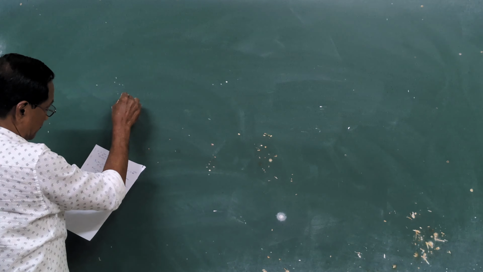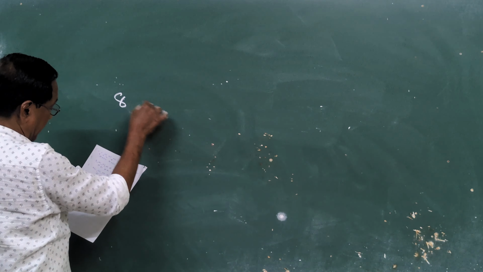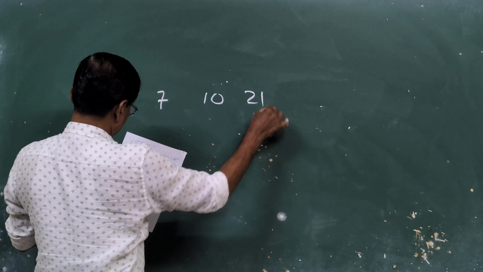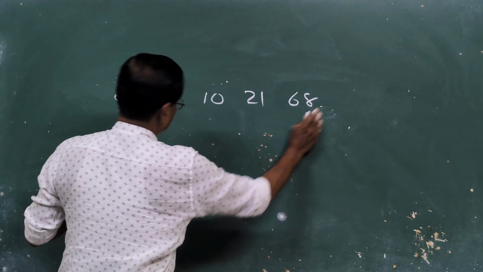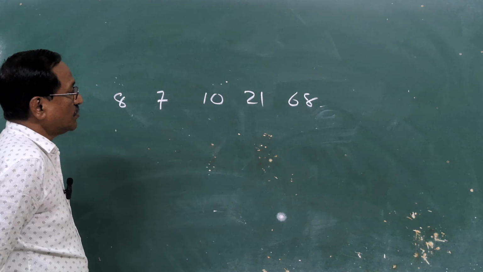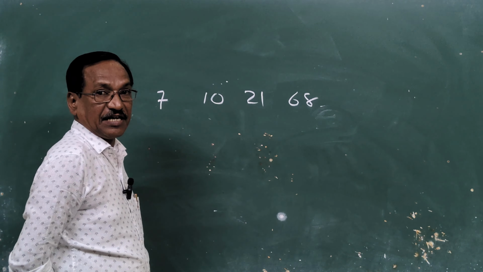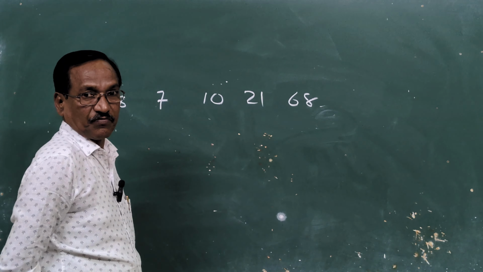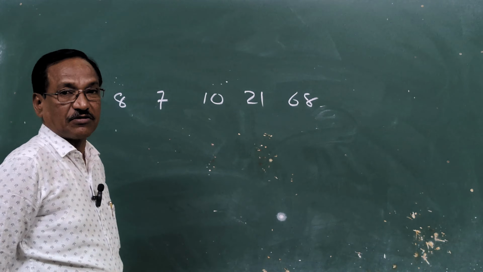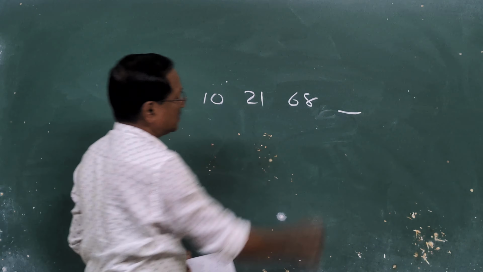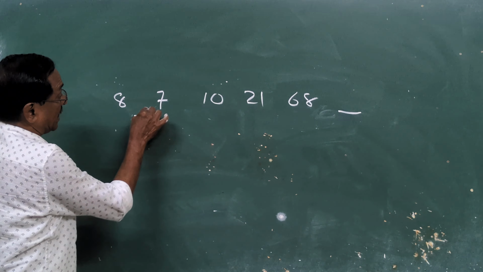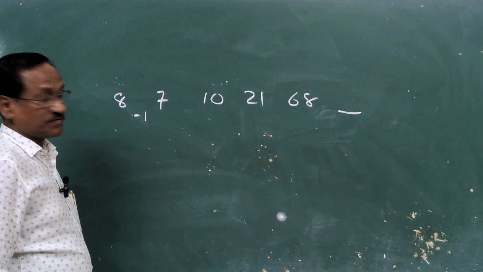Consider the sequence 8, 7, 10, 21, 68. Here also the numbers are not increasing at a high speed. So we will start by assuming that it is an addition pattern question. Let me see now. If you think about the addition pattern, we can see that here it is minus 1.